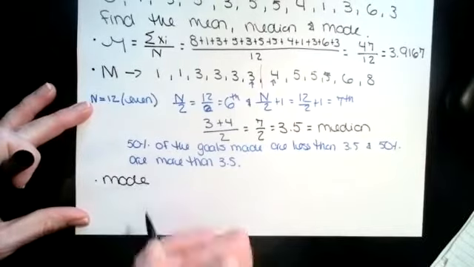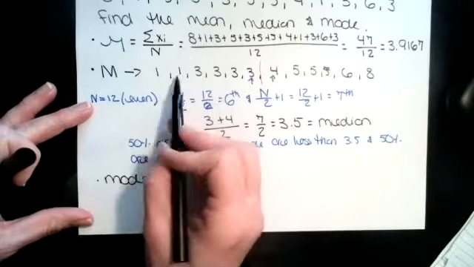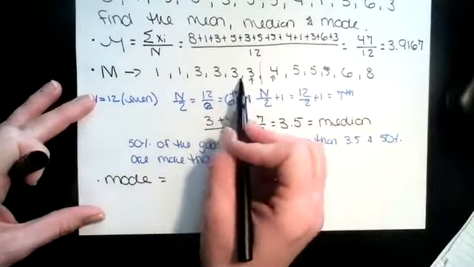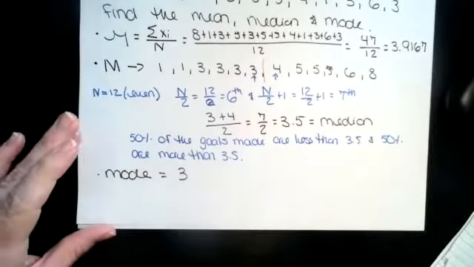All right, and then let's just throw the mode in there, right? So the mode, I don't really have any notation for that. The mode is which one occurs the most. So you're just going to look at it. When it's organized, it's really nice. So I can look at it and see 3 is the number of goals that occurs the most frequently.